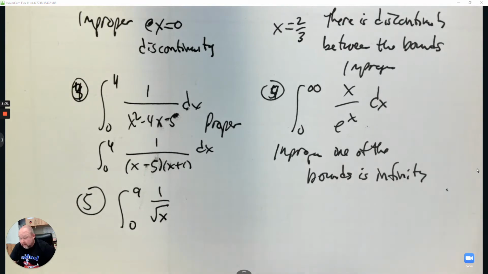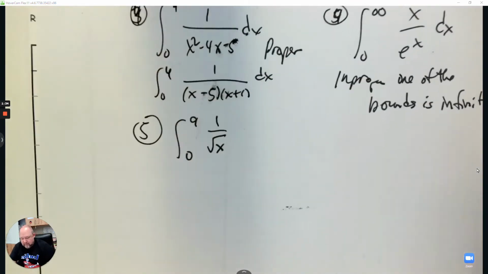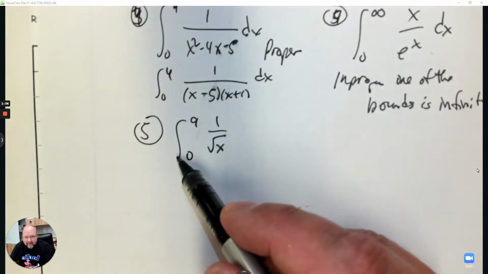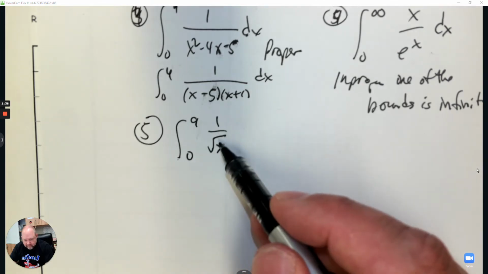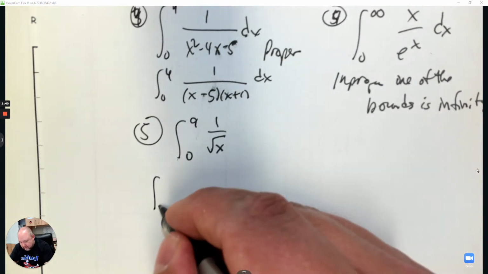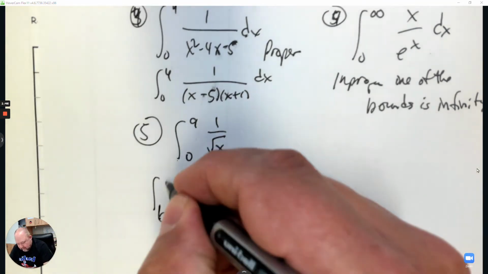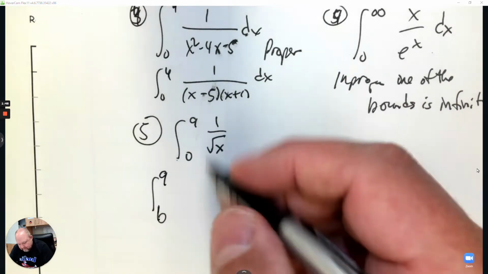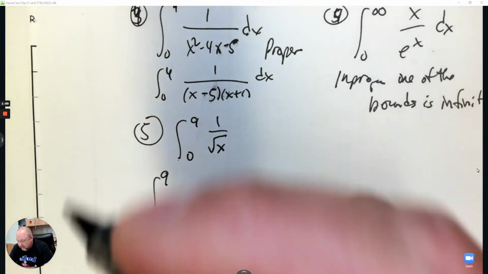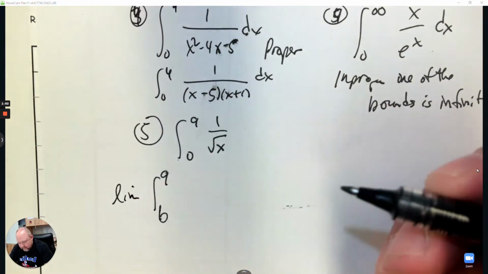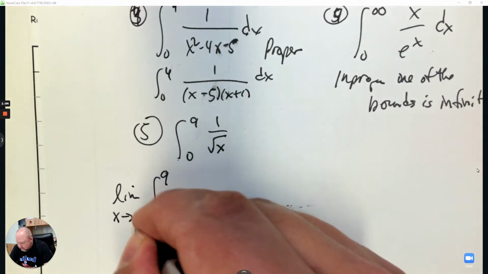All right, number 5, we're actually going to evaluate improper ones. What makes this improper is that at 0, there's a discontinuity. So we're going to set it up like this. We're going to call it B to 9, or you could call it A. I'm going to call it B. And we're going to set it up as a limit as x approaches 0.